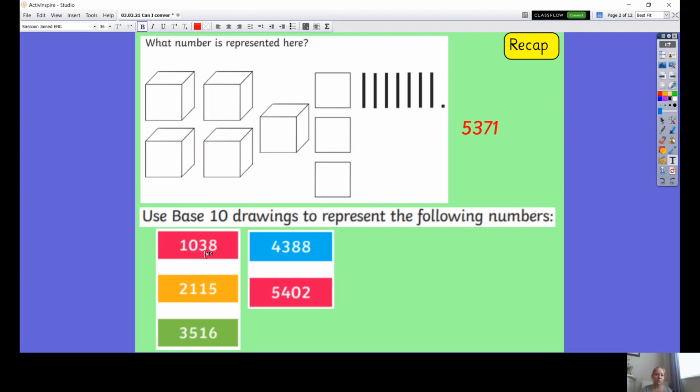For the first one, if we look at it together, I need to represent 1,000, so I'd be drawing one of our cubes. There are no hundreds, so I'm not going to draw any squares, because there aren't any. 3 tens, so I'm going to draw 3 of those stick shapes. That's 10 ones in a stick, isn't it? And then 8 ones, so I'll draw 8 little ones on their own. Can you pause here and do that for all of those numbers, please?